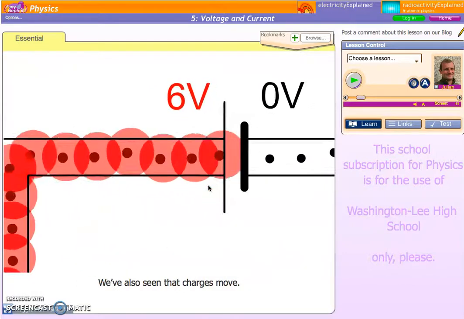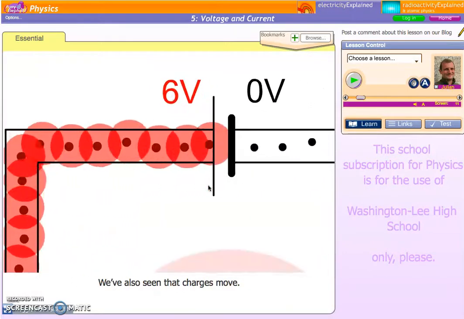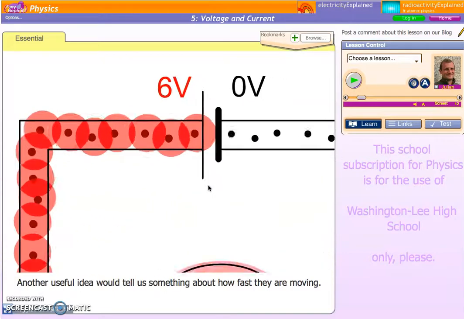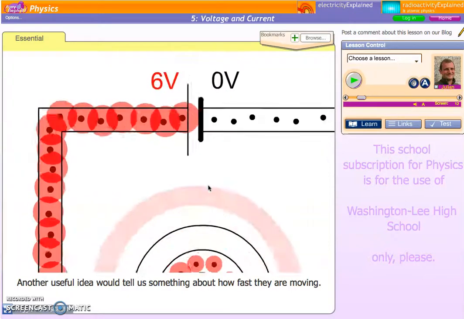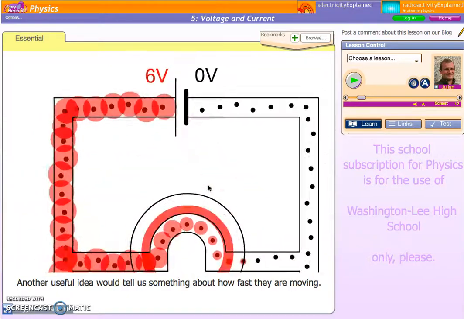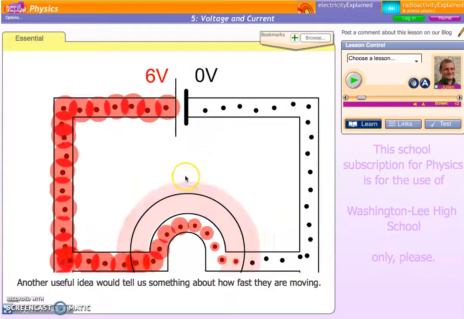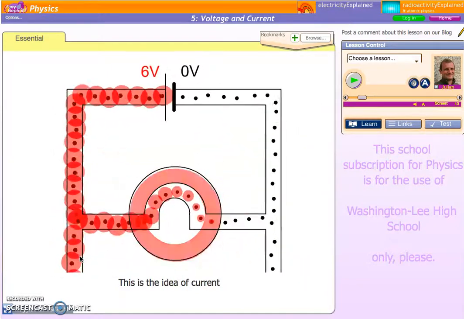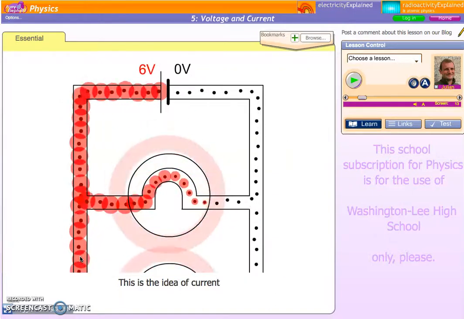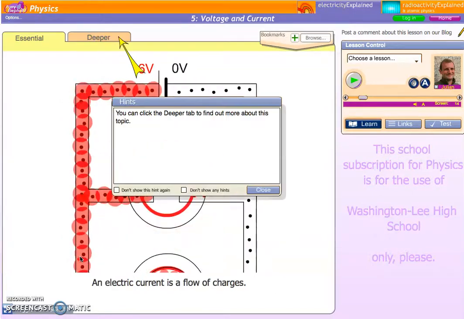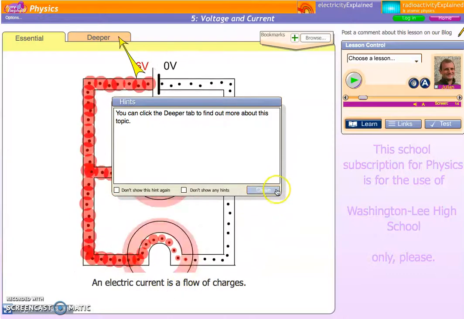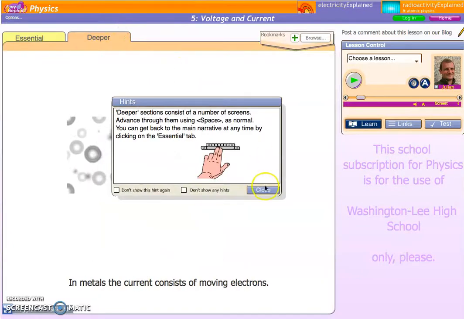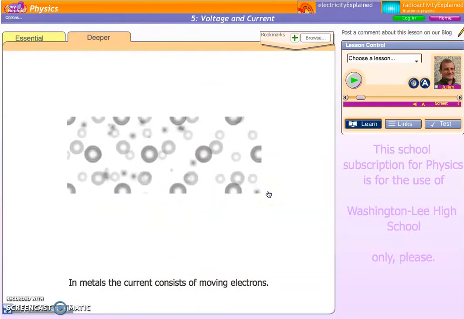We've also seen that charges move. Another useful idea would tell us something about how fast they're moving. This is the idea of current. An electric current is a flow of charges. In metals, the current consists of moving electrons.